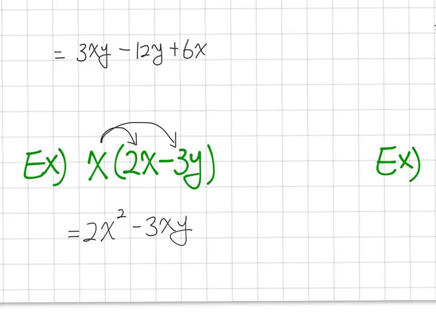Remember, when you're multiplying 2 different variables, you're basically just putting them right beside each other. Okay? If you're multiplying the same variable, then you are adding the exponent. Hopefully you don't forget those. Okay?